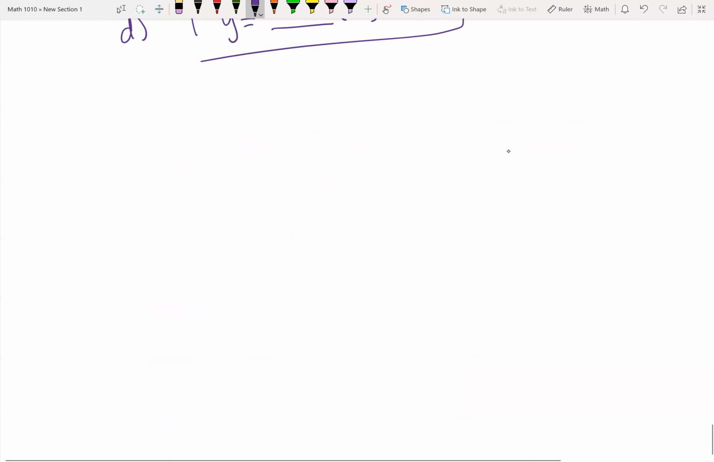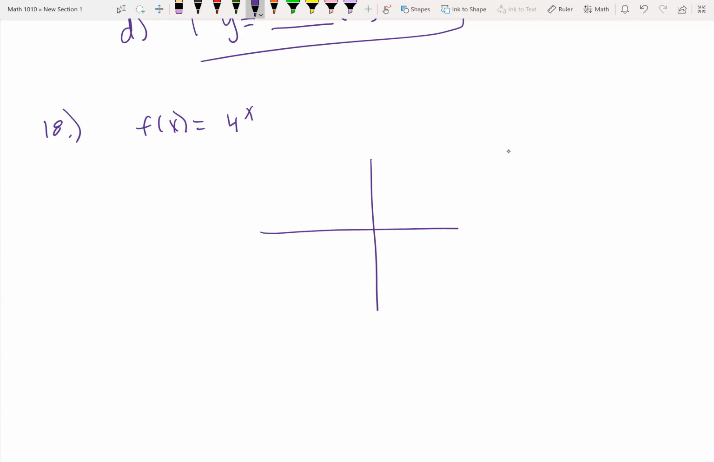Okay, number 18. So you have f of x equals 4 to the x. They want us to graph it. So this is exponential. I know that a parent exponential graph has an asymptote right there. I know it hits the point 0, 1. And I know if I go right 1, I go up 4, and there's my graph.